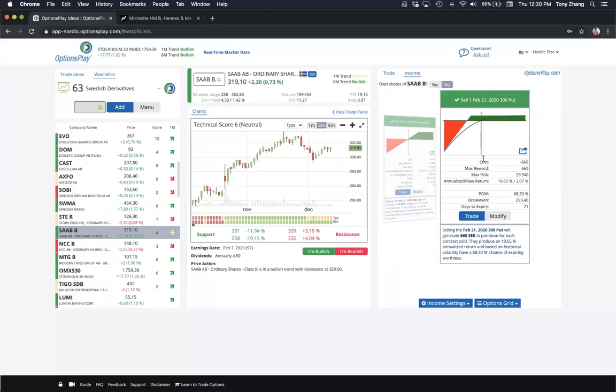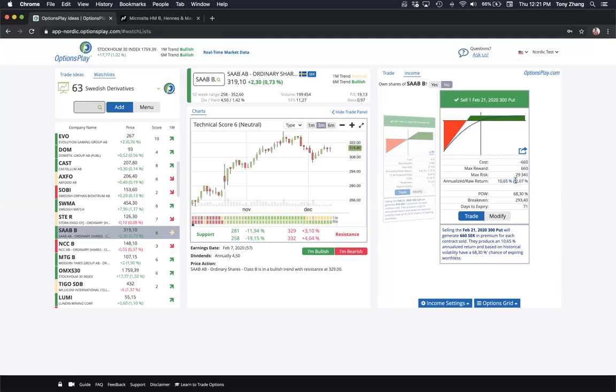Now, what does that actually mean? If you place a limit order to buy the stock at 300 crowns, you would have to put up 30,000 crowns to place that limit order. When you sell a put option, instead of having to put up 30,000 crowns, you only have to put up 29,340 crowns, which is a savings of 660 crowns. And that's the income that you receive on selling this put option. What does 660 crowns mean?